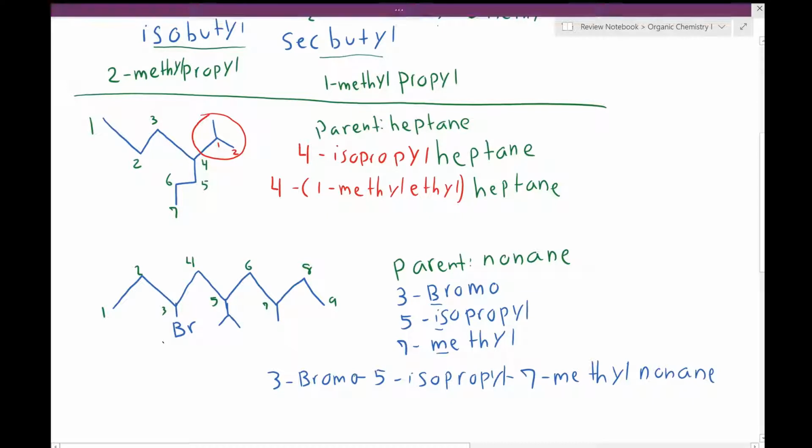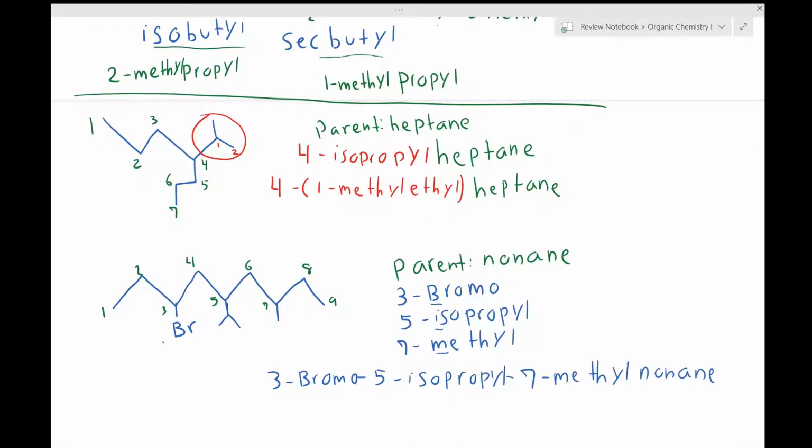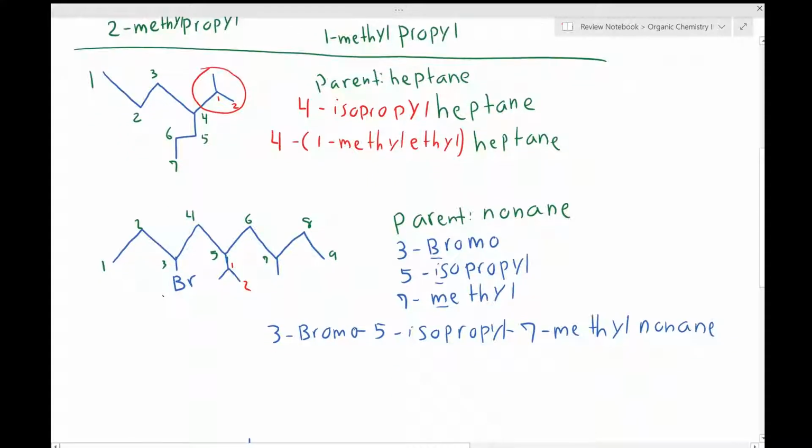If we didn't recognize that isopropyl group, number these carbons here. Let's go in red. 1, 2. Everything would stay the same. Have our 3-bromo, 5. That's what changes here. So we have a methyl group branching off of 1. 1-methyl, ethyl, back to everything the same, 7-methyl nonane.